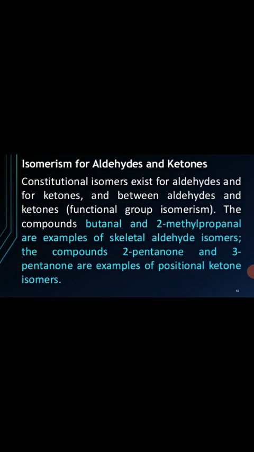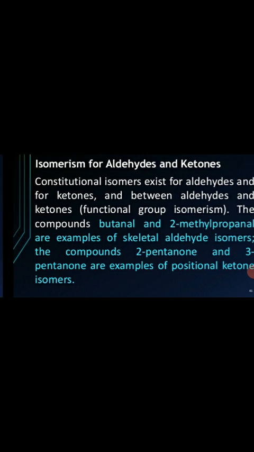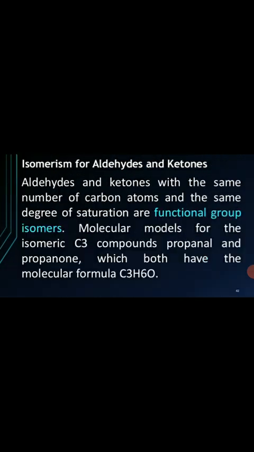Now students, aldehydes and ketones show isomerism. Constitutional isomers exist for aldehydes and ketones, and between aldehydes and ketones we have functional group isomerism. The compounds butanal and 2-methylpropanal are examples of skeletal aldehyde isomers, that means chain isomers. The compounds 2-pentanone and 3-pentanone are examples of position ketone isomers, right? That means aldehydes and ketones will show chain isomers and position isomers.